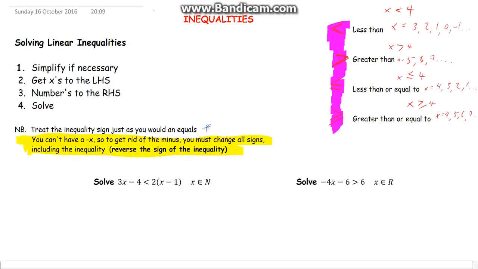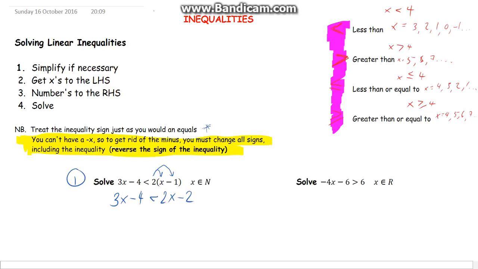We look at example 1 here. Solve 3x minus 4 is less than 2 times (x minus 1), where x is an element of the natural numbers. We'll talk about the different types of numbers, your natural, your real, your integers, in the next tutorial, but for the moment we're just going to do the solving of the inequality. Step 1 says simplify if necessary, and it is necessary here because the 2 has to multiply into that bracket. So the left hand side hasn't changed, 3x minus 4 is less than 2x minus 2.